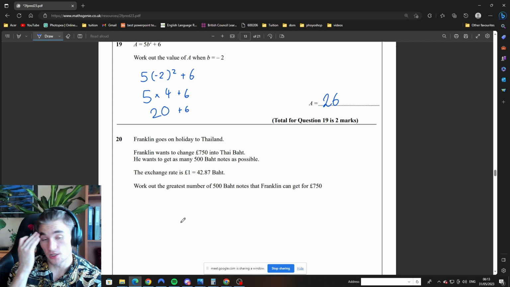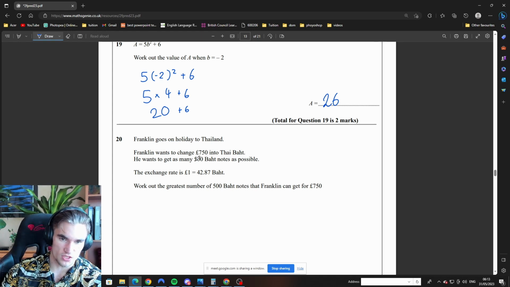Franklin goes on holiday to Thailand. Franklin wants to change £750 into Thai baht. He wants to get as many 500 baht notes as possible. The exchange rate is £1 equals 42.87 baht. Work out the greatest number of 500 baht notes Franklin can get for £750.